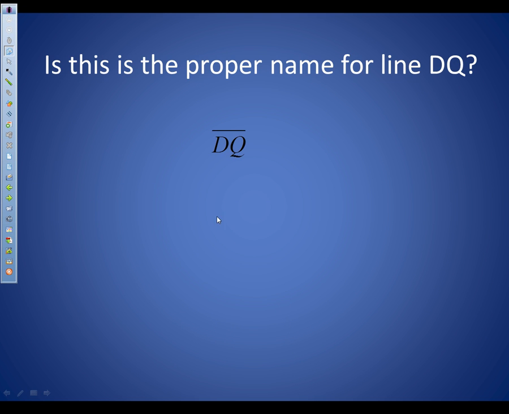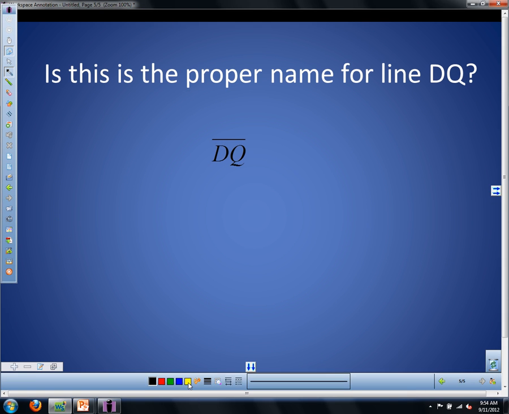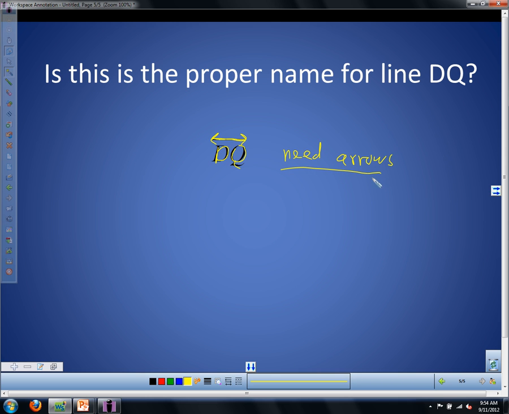All right. Our next, let me get a different color up here. Is this the proper name for line DQ? Eventually? The cursive is okay, but we're talking about a line. What do we need for a line? Oh. We need arrows. There we go. That would be the proper name for line DQ. We need arrows. And the arrows are important because there's something else that we'll name without arrows.